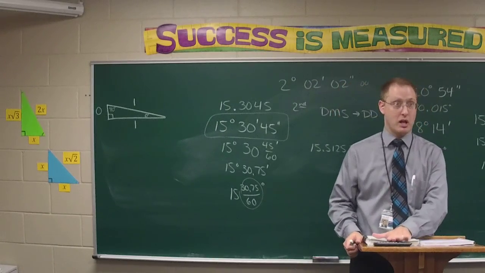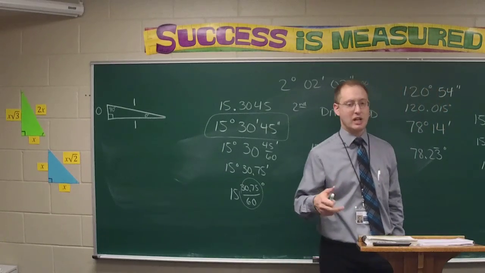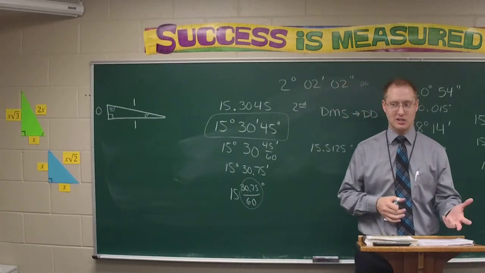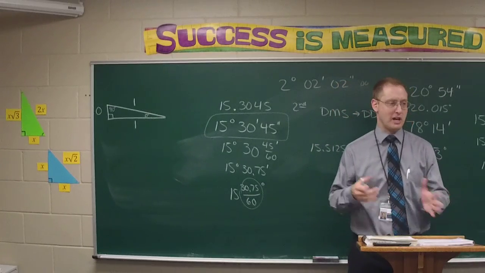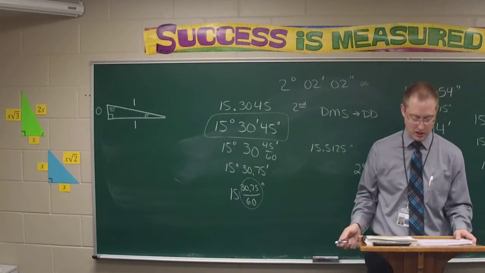Questions on how to do this? Because what we're going to practice in our next lesson is going to be finding trig functions of values where there may be degrees, minutes, seconds. Well, your calculator doesn't do that. You've got to put it into the decimal degrees first, then you can take sine, cosine, tangent, things of that nature.